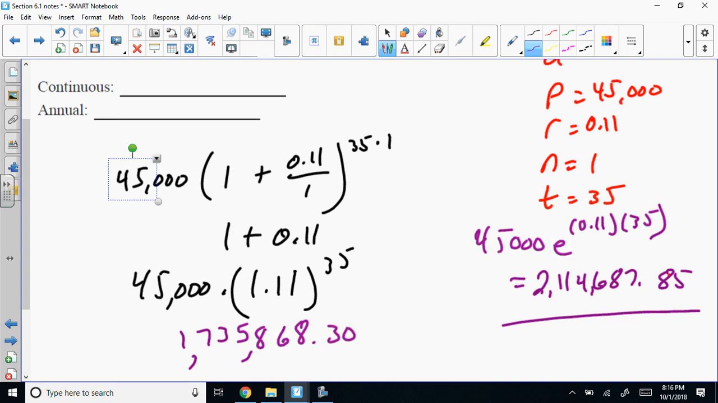Yeah, a little over 2 million. So there's what, 400,000 difference, a little less than 400,000 difference between them, right? 1.7, 2.1, roughly, right?